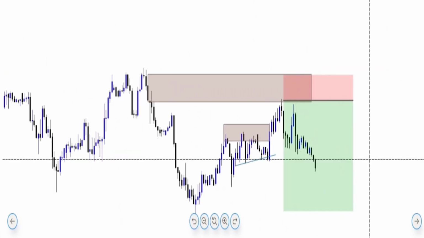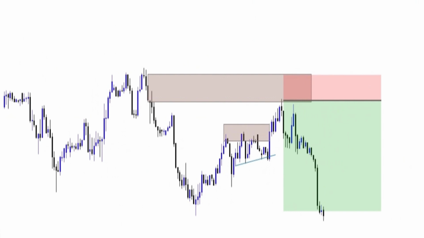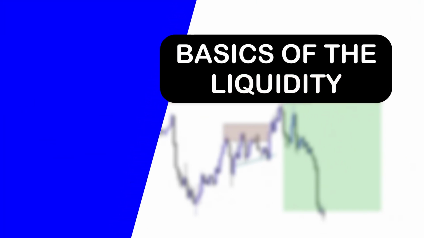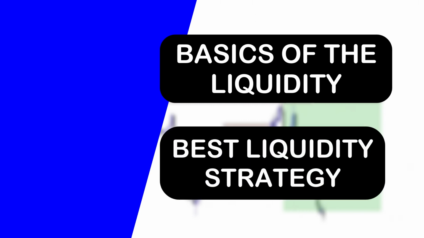We would keep our stop loss above the wick of this candle and place our targets at 3 times the stop loss. And as you can see that we ended making up a profitable trade. This brings us to the end of this video. So, in this video we learned about the basics of the liquidity zone. And after it we learned about the best strategy that you can use while trading in order to maximize your profits by entering into the smart money entry areas.